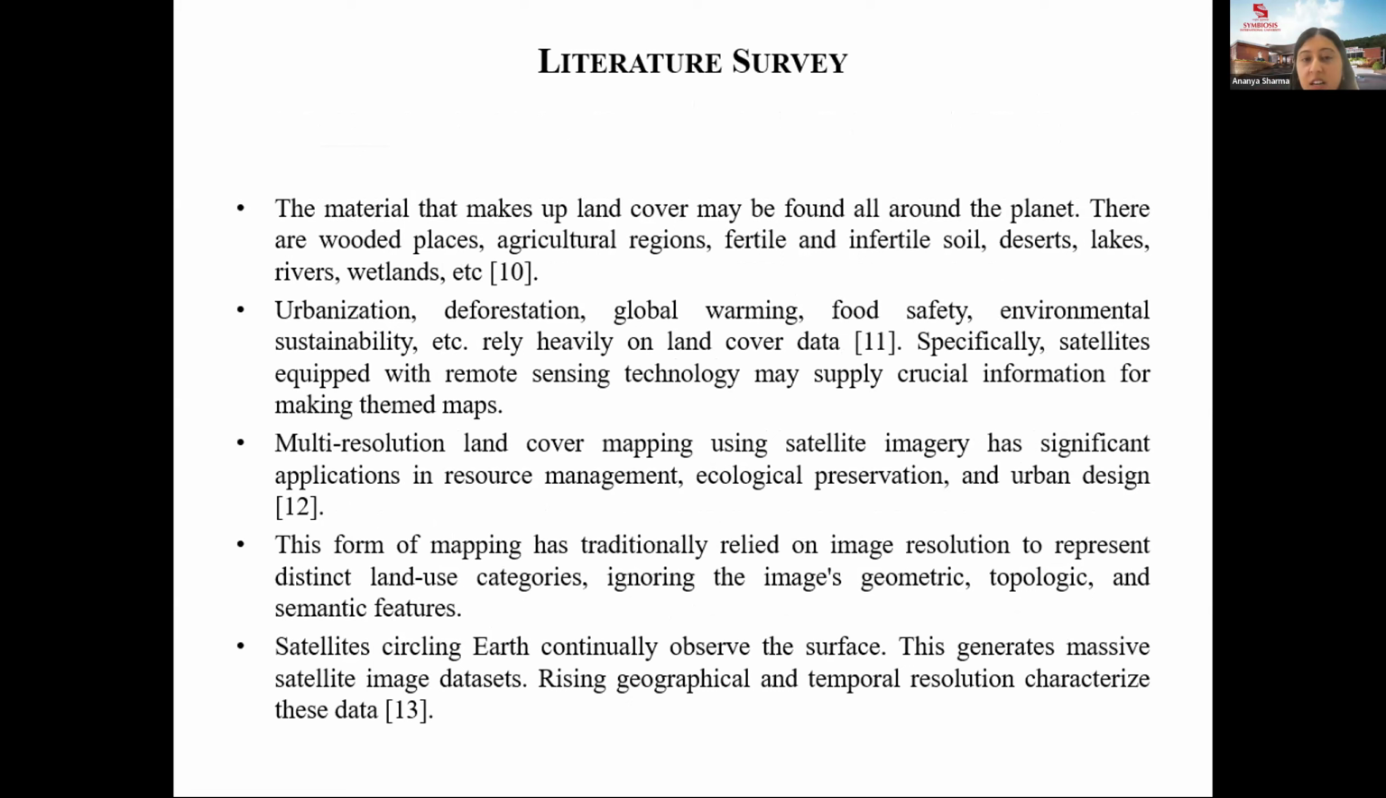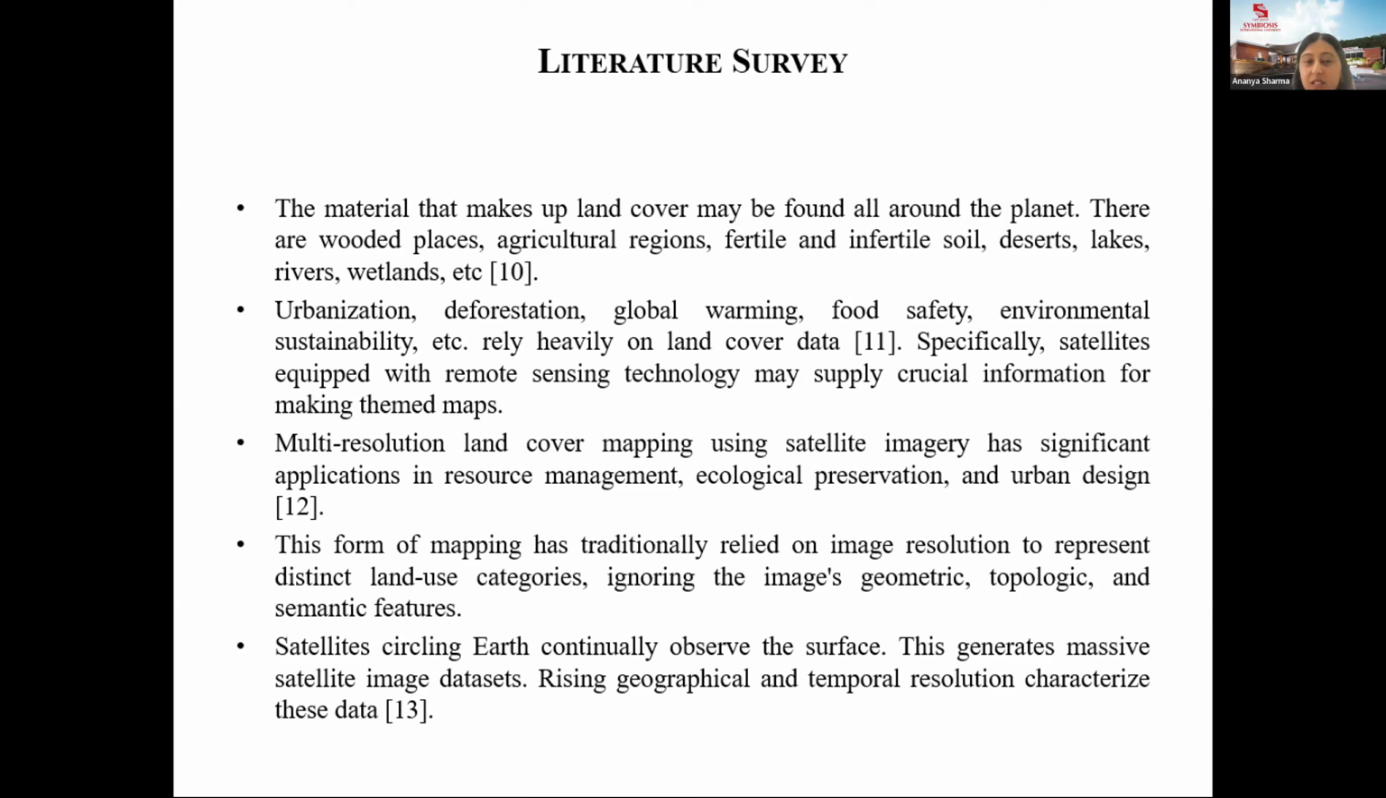So multi-resolution land cover mapping using satellite imagery has significant application in resource management, ecological preservation, as well as urban design. This form of mapping has traditionally relied on image resolution to represent distinct land use categories, ignoring the image's geometric, topological, and semantic features.